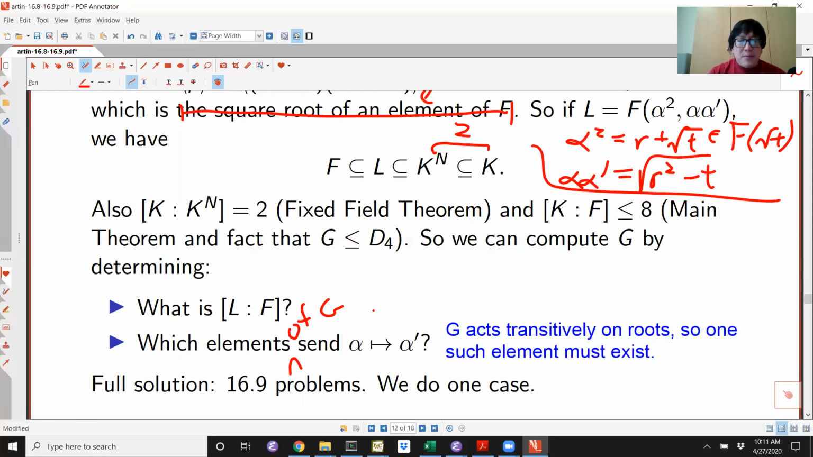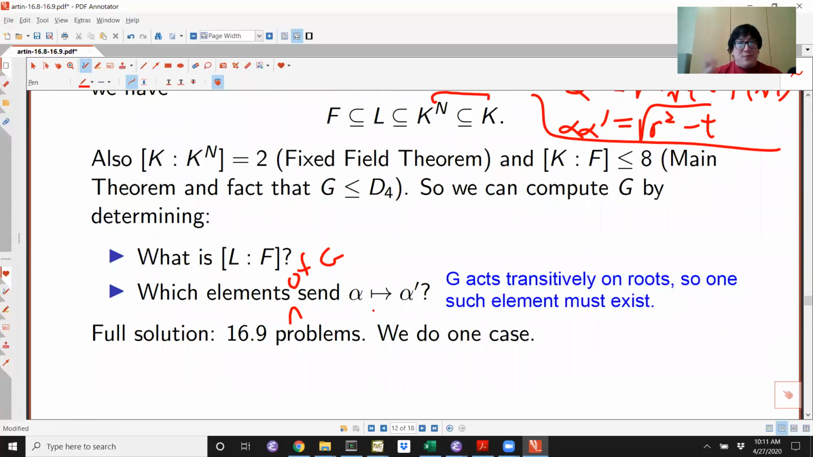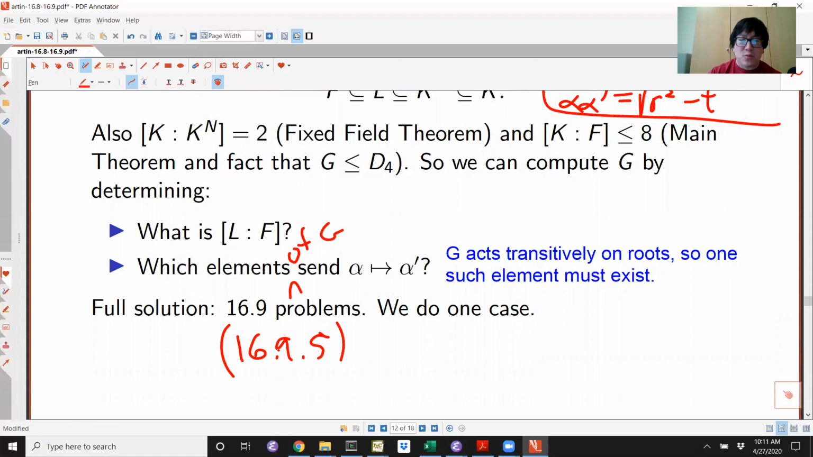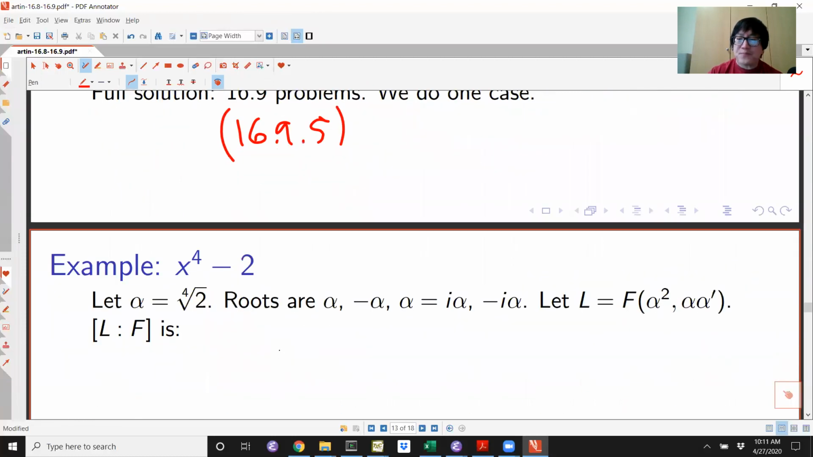Send alpha to alpha prime. So for the full solution, that's worked out in the problems. I think it's 16.9.5, which works out more or less a formula, a full theorem for when you get the dihedral group, when you get C4, and when you get D2. And so we're going to just do one case.